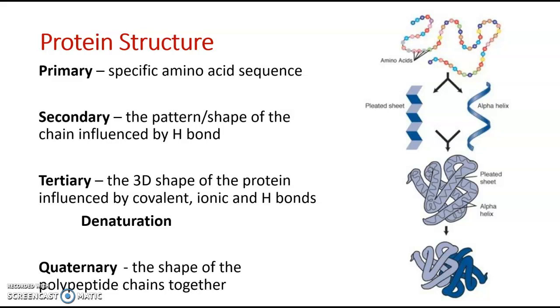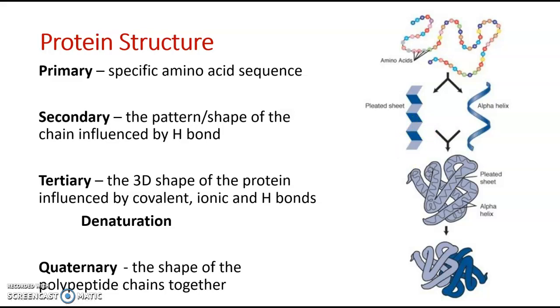And then the secondary structure are the shapes that the chain forms based on the hydrogen bonds that are formed by amino acids next to each other. Those hydrogen bonds, because DNA itself is a protein, are what gives DNA its helical shape. So a helix is one of the shapes that a protein can make. It can also make what we call a pleated sheet. But those shapes are influenced by the hydrogen bonds.